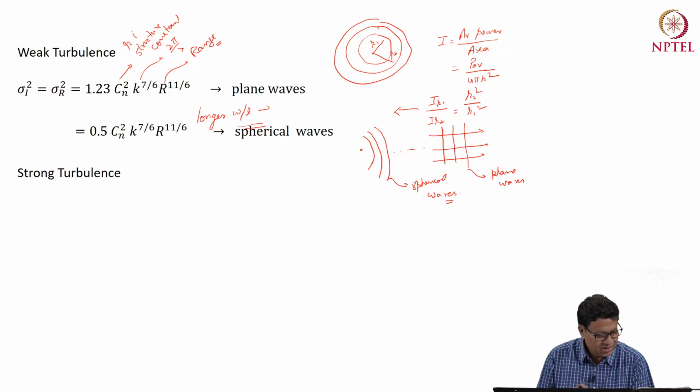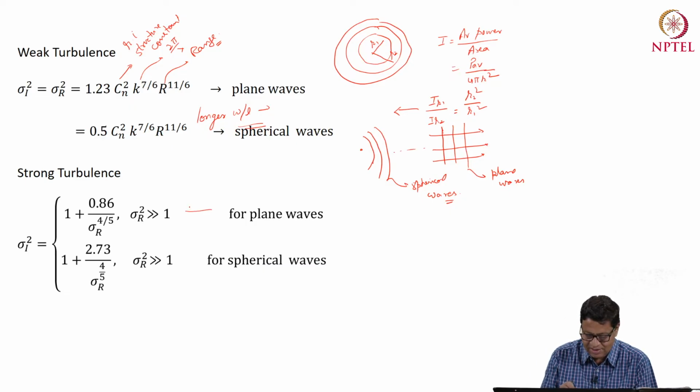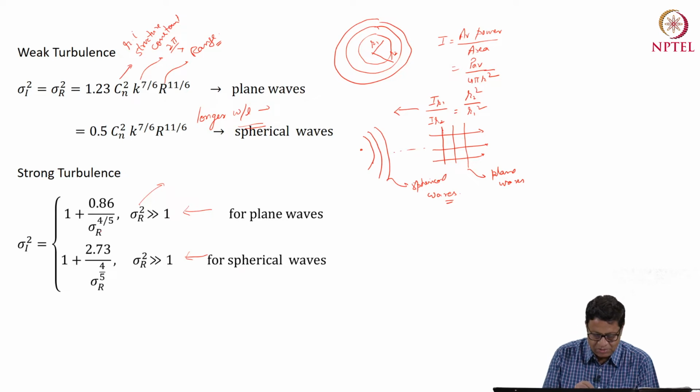If I look at strong turbulence, these values for plane waves and spherical waves for the scintillation index are defined by this. And this is when your turbulence is very, very high. The sigma r is actually coming at the bottom, which is a function of wave number. And here we will see that smaller wavelengths will have a lesser scintillation index in this case.